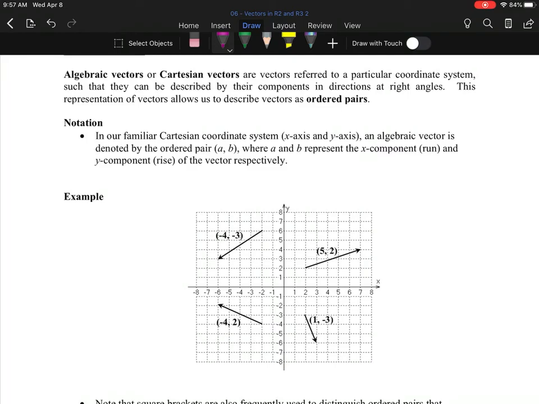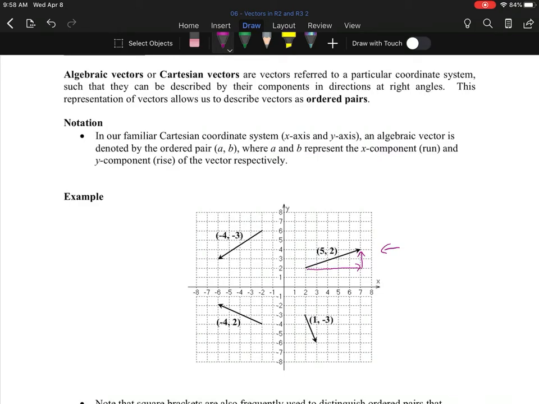Okay, so notation. In our familiar Cartesian coordinate system, x-axis and y-axis, an algebraic vector is denoted by an ordered pair a, b, where a and b represent the x component and the y component respectively. So for instance, take a look at this vector here. It's 5, 2. And the reason it's 5, 2 is because it goes 5 to the right and 2 up. It's basically just giving you the run and the rise in that order. I know you're used to rise over run, but here we're going to do the x and then the y.